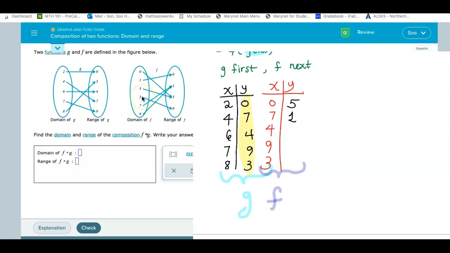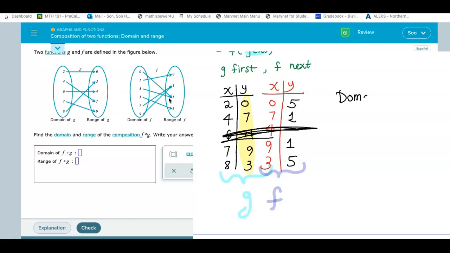So guess what? We have to cross this out. This does not exist, so I'm going to cross it out. It's gone. The next number that I need to plug in is 9. 9 is going to 1. How about 3? 3 is going to 5. We're done.